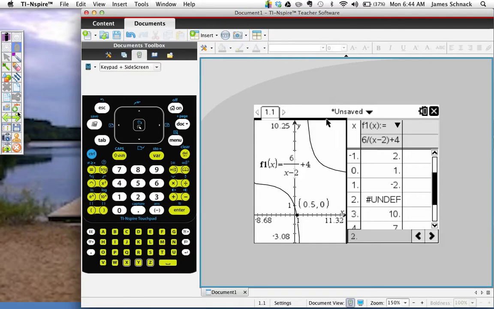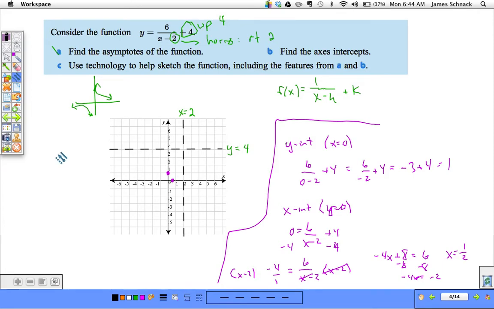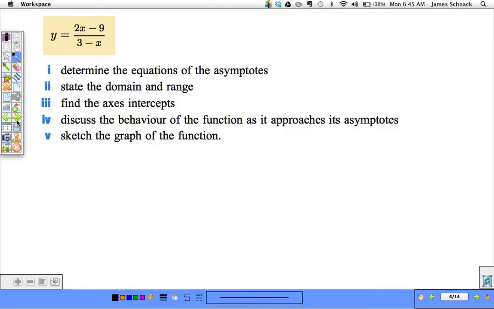So these things should be pretty easy to graph with the help of technology, and really they shouldn't be very difficult without technology either. Because what we really could do, we could simply make an XY table and plug in different values of X and find values of Y. However, if we have our calculator, you better use it. It'd be silly not to. So here's another problem.